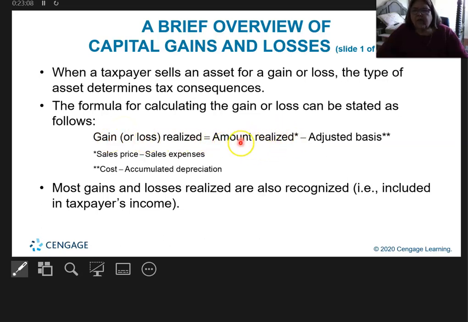The amount realized minus the adjusted basis. The amount realized is basically how much you sold it for minus any expenses it cost. And your adjusted basis is really your cost minus your accumulated depreciation. Okay, and we've got 5 slides, and we're going to cover this information on these next 5 slides.